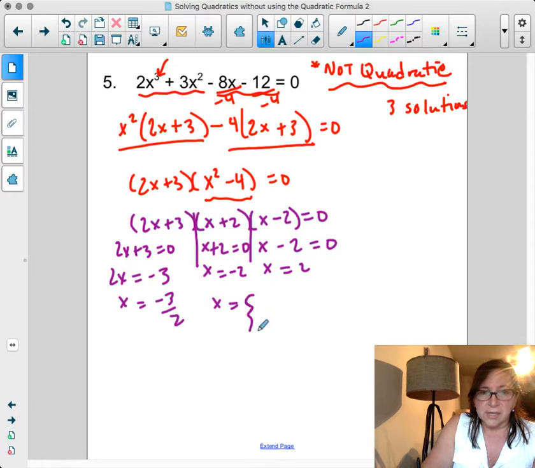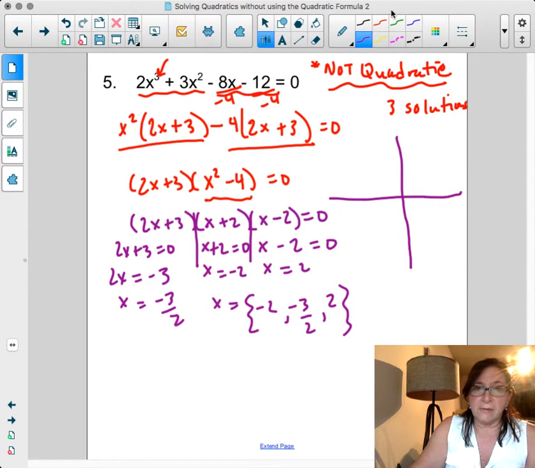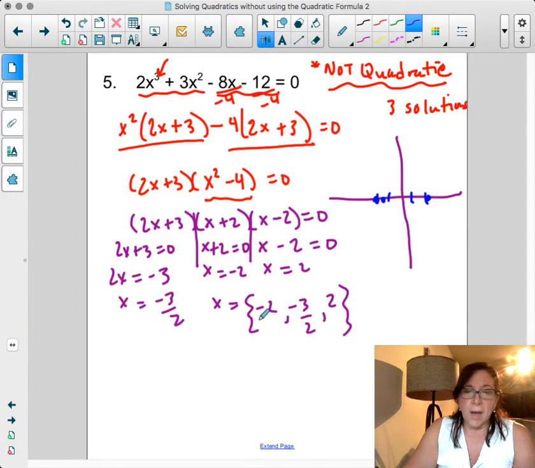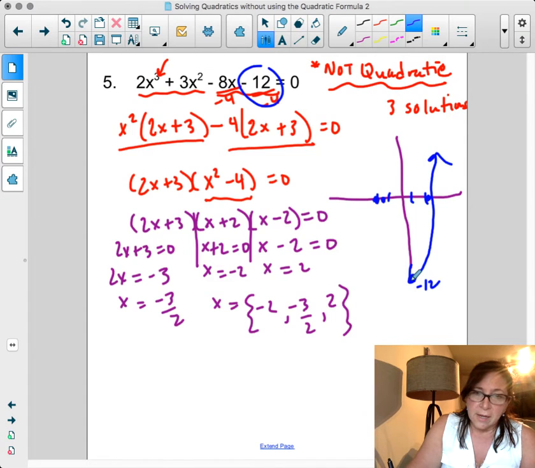So my solution set is going to be negative 2, comma, negative 3 halves, comma, and 2, which basically means that if I were to draw a graph of my solutions, I would get, let's see, an intercept at negative 2, at negative 1.5, and at positive 2. I also have a y-intercept of negative 12. So what that tells me is that my graph is going to look something like this.